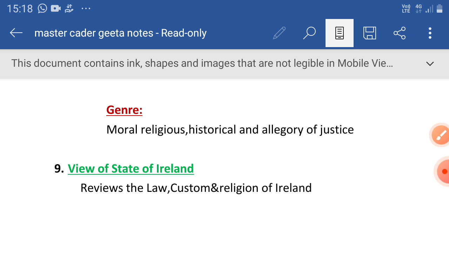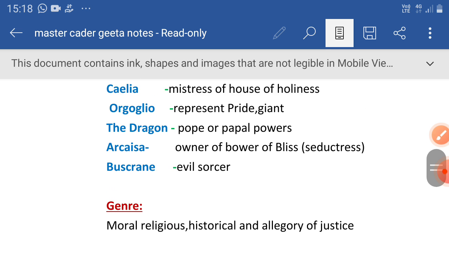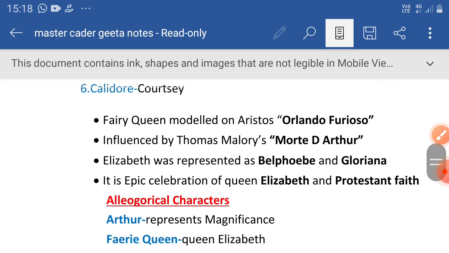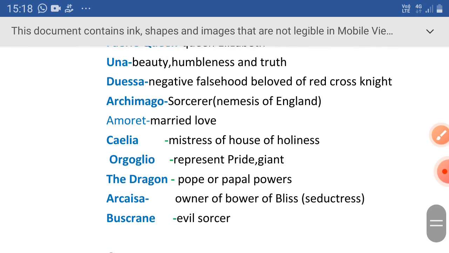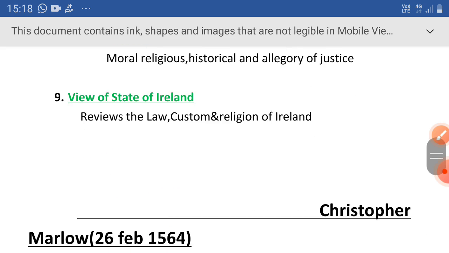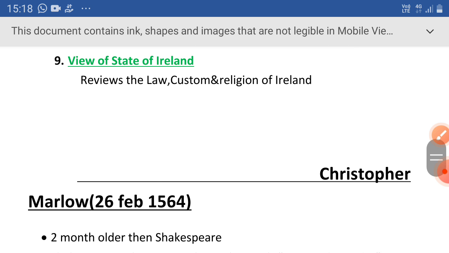This is all about Edmund Spenser, and some important points we have discussed in this video. And in part 3 we will discuss another writer of this age, Christopher Marlowe.